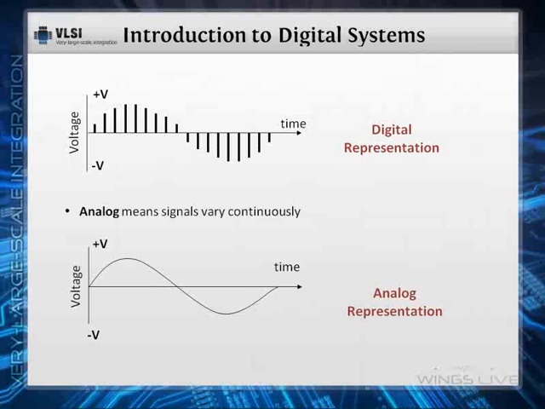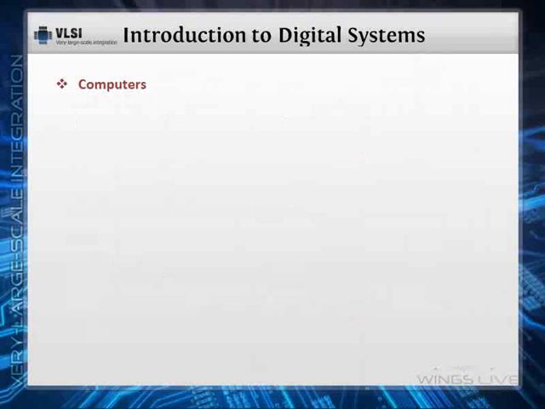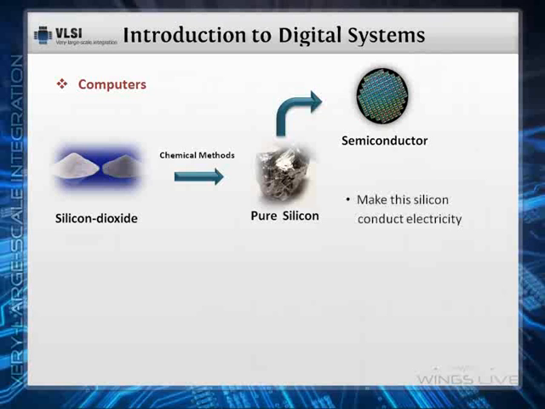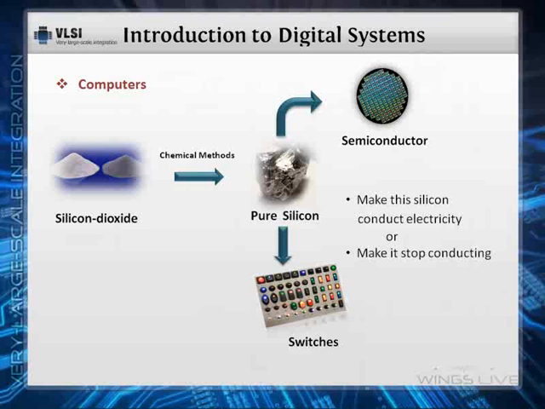Before getting into digital systems, we will discuss the common topic called computers. Do you know how computers are made? Initially, it begins with silicon dioxide. By using some chemical methods, this silicon dioxide is converted into pure silicon. This silicon is a semiconductor. We can make this silicon conduct electricity, or we can make it stop conducting. This method can be used for making switches. These switches are the heart of digital systems or circuits.